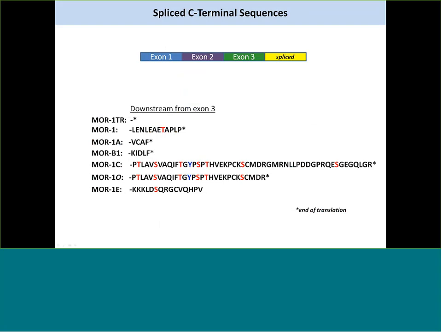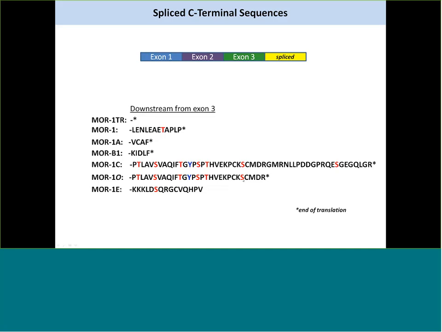Several things are notable. First, the actual length and the number of amino acids in the sequence. Second is the variability in terms of potential phosphorylation sites, particularly as you look at exon 7 variants, which are MOR1C and MOR1O. As you can see here, we've got quite a few serines, threonines, and even a tyrosine that are potentially phosphorylated in addition to the sites that are located within exon 3.